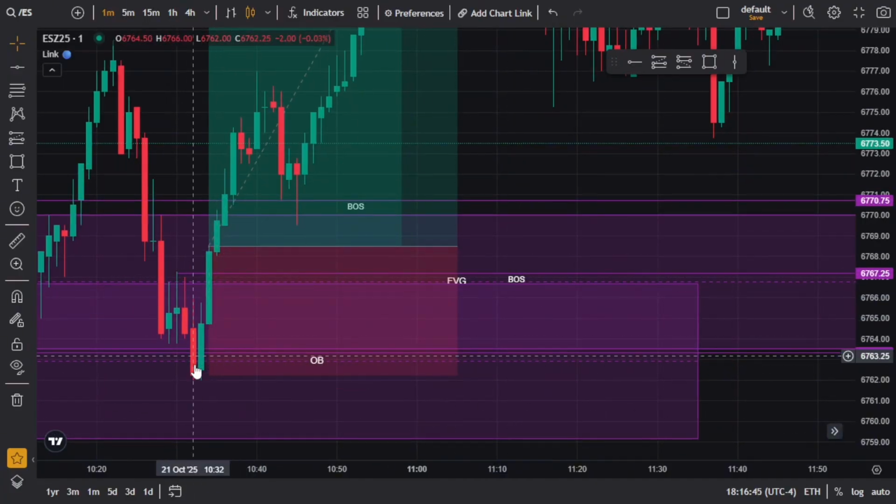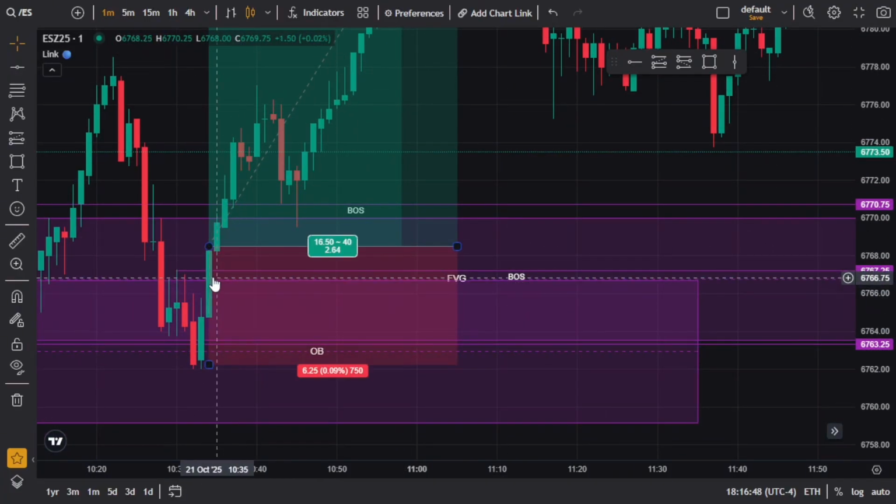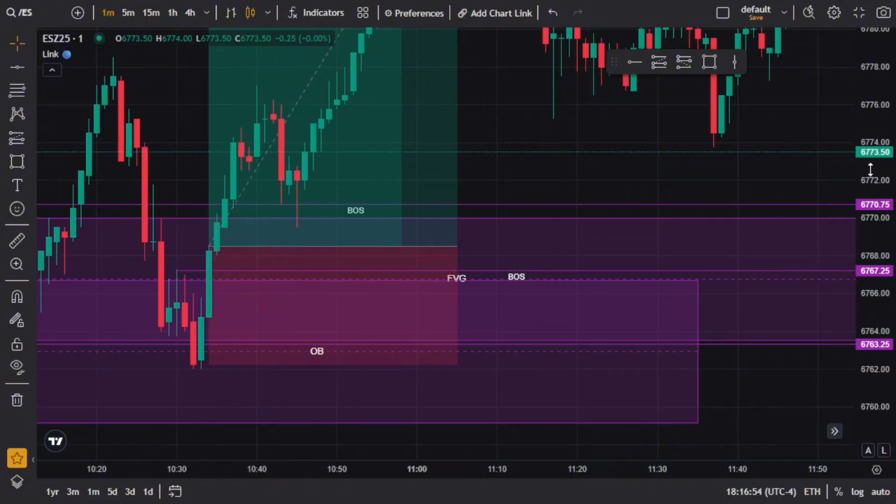We're going to wait for breaker structure or candle closure above this breaker structure. We're going to be patient. We're going to wait for it to close, and a new one opens. Once a new one opens, we enter.